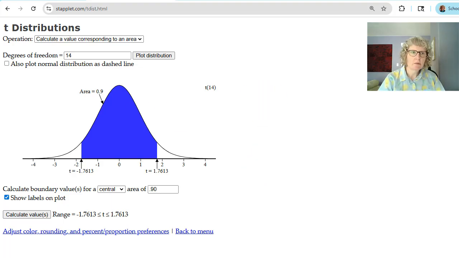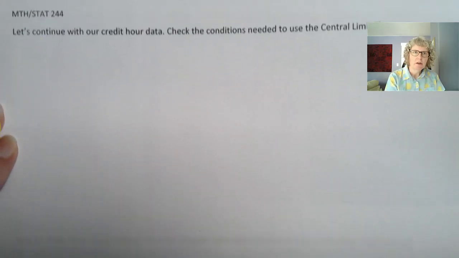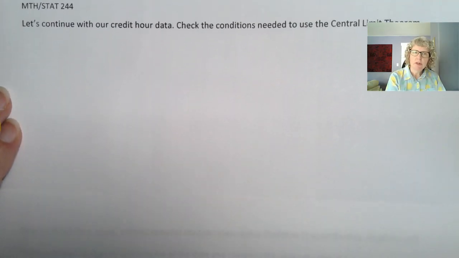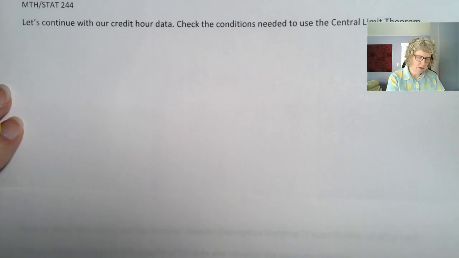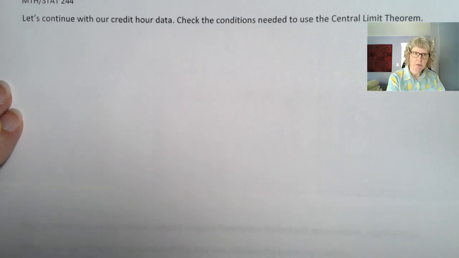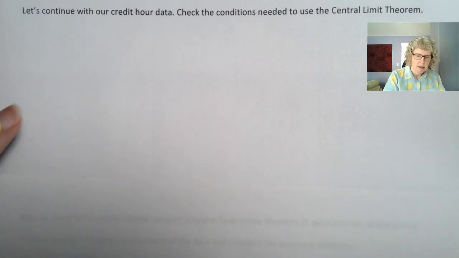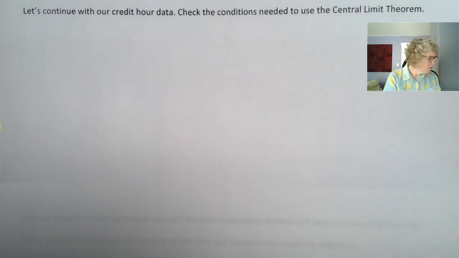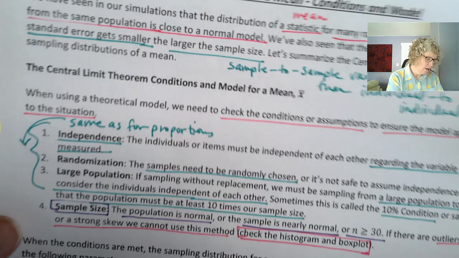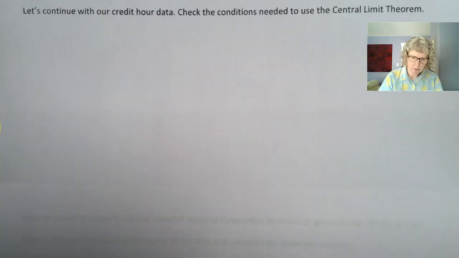Just got to get my other window here, back to my notes. Okay, so we're going to continue with the situation we're in with the credit hour data, and we're going to check the conditions needed to use the central limit theorem. Remember, if we're going to use this formula, we have to make sure the conditions are met. I've got my conditions right here, if I need to refer to that.